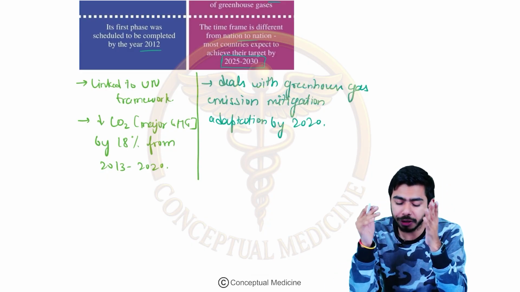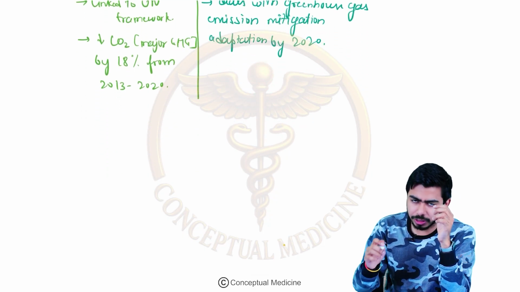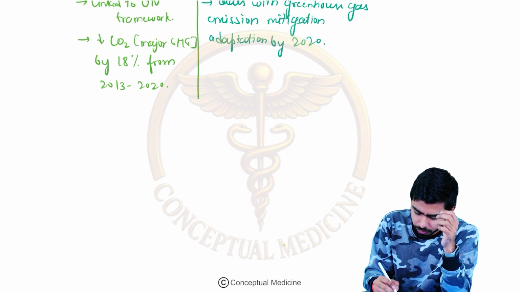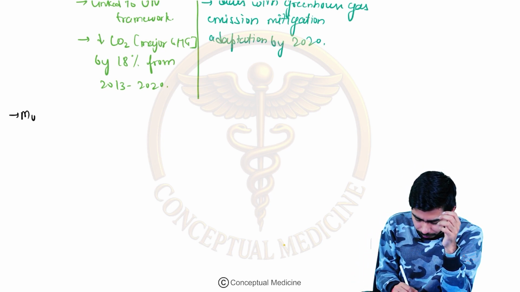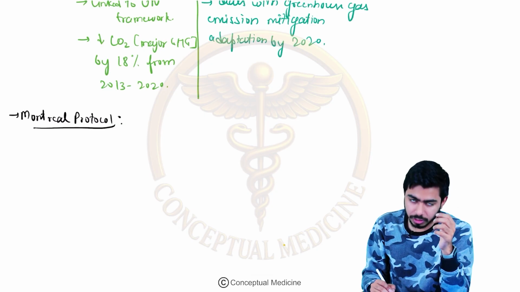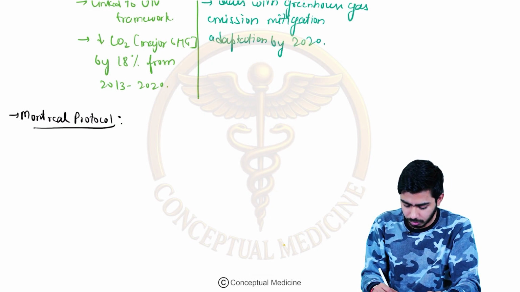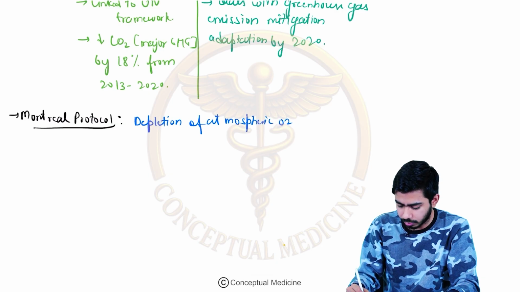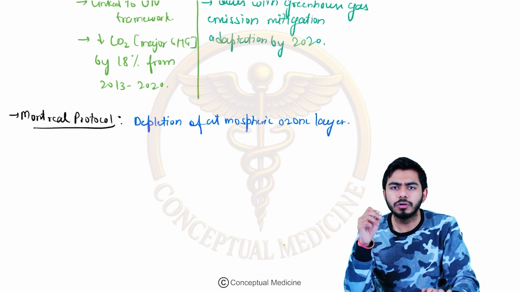Now let's talk about the Montreal Protocol. Now Montreal Protocol, basically they were talking about the depletion of the ozone layer, right? Depletion of the atmospheric ozone layer. So if they ask you about the Montreal Protocol, then you shall answer that they were talking about the depletion of the atmospheric ozone layer. Okay, fine. Now we shall move on.